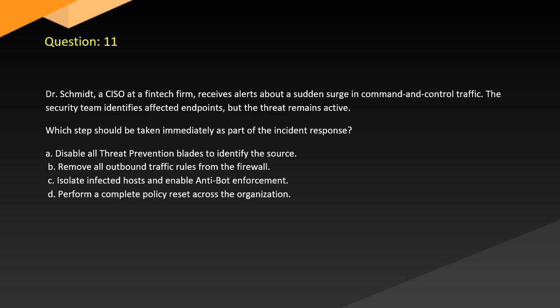Question 11. Octaschmidt, a CISO at a fintech firm, receives alerts about a sudden surge in command and control traffic. The security team identifies affected endpoints, but the threat remains active. Which steps should be taken immediately as part of the incident response? A. Disable all threat prevention blades to identify the source. B. Remove all outbound traffic rules from the firewall. C. Isolate infected hosts and enable Anti-Bot enforcement. D. Perform a complete policy reset across the organization.